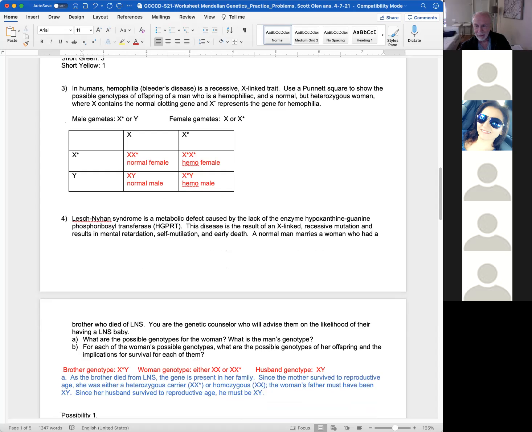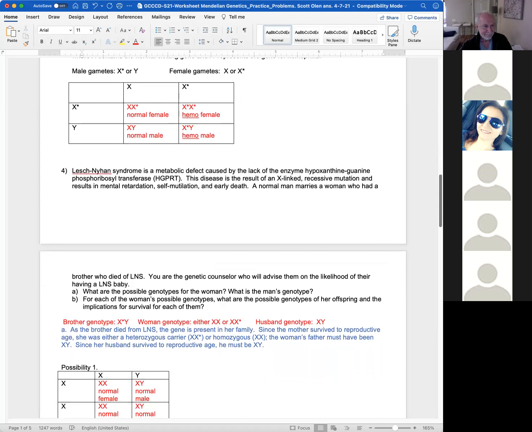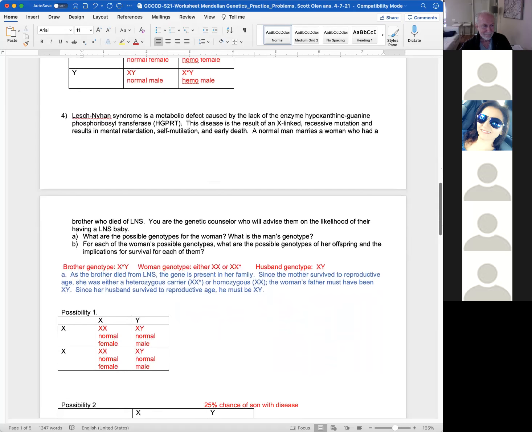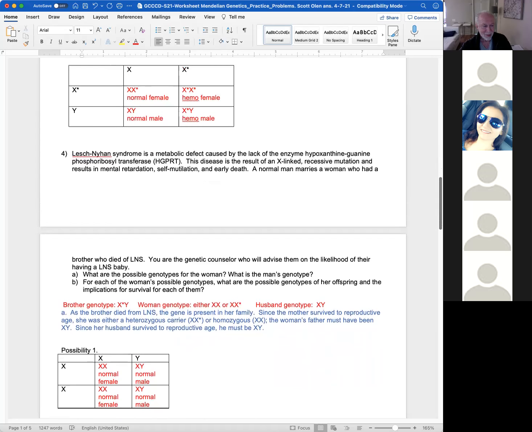Okay, yeah, I see what you're saying. So it could be used as X superscript capital H to be normal, and X lowercase superscript lowercase h for hemophilia. The notation comes out exactly the same, but I see where the confusion came in. The question on the worksheet does use X superscript capital H and X superscript lowercase h. Okay, let's go on to the next question.